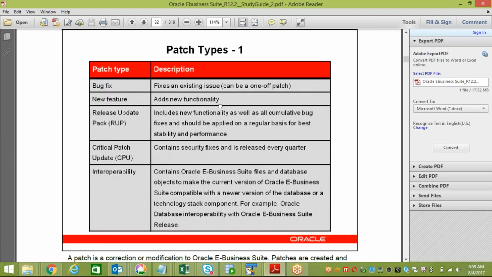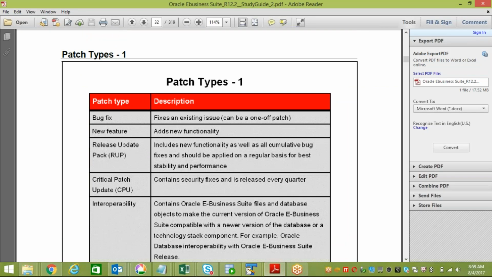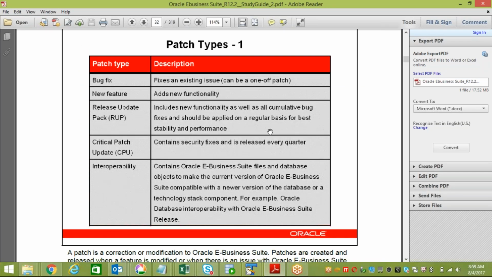So next, straight away they have come to the patch types. They're talking about purely application patches, nothing else. First, the bug fix. Usually you get a bug fix as a one-off patch, only one bug fix. It's a very small, lightweight patch. There won't be much criticality.